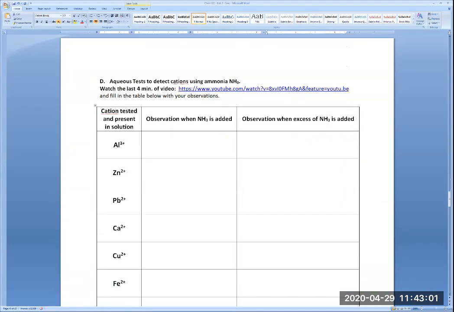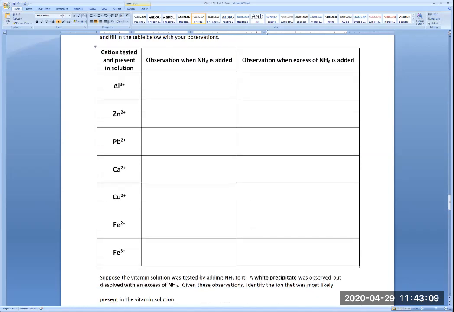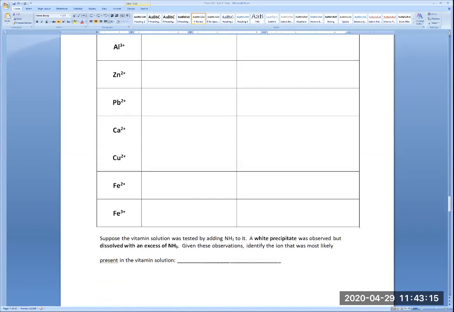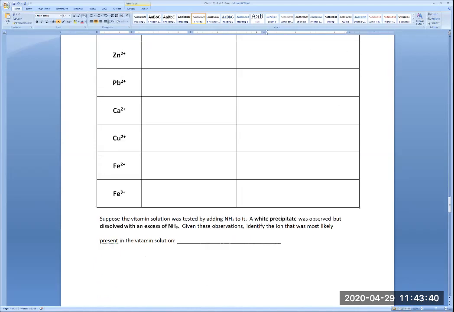So table D, it's the same thing, except the test is using ammonia this time. You need to find the observations for each ion. And again, when you are ready to identify the ion that is most likely present in the vitamin solution, you need to compare the observation written here. A white precipitate was observed, but dissolved with an excess of NH3. So find which ion has the same observations, and that will be the ion you write down here.